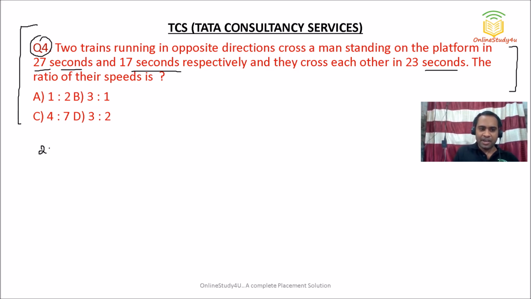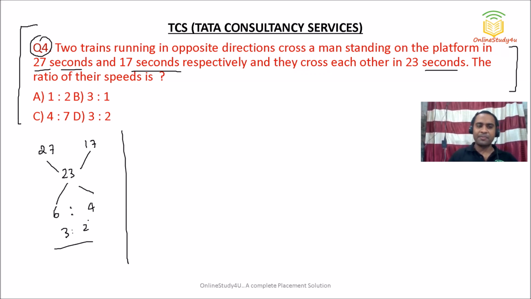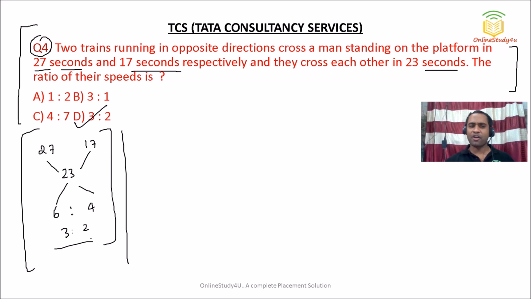See, one train is taking 27 seconds, one train is taking 17 seconds, and here it is 23. So this will be nothing but 6, and this will be nothing but 4. So 3 is to 2. You can directly answer using this mixture and alligation rule. You can directly answer, sir, option D will be the correct answer. But you also need to understand the process, because the questions might be differently asked in your examination.